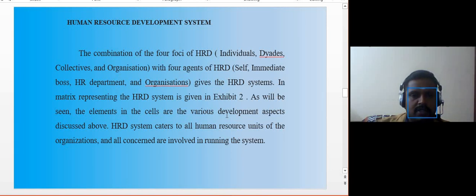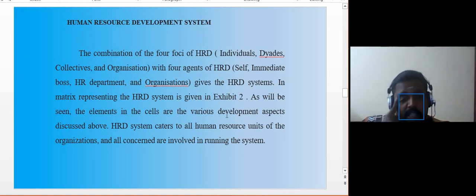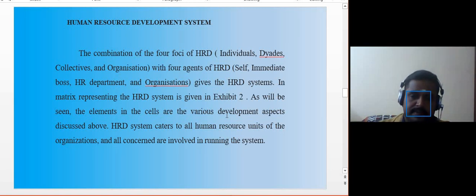So the human resource development system talks about individuals, collectives, and the organization. It talks about the self and the immediate boss, the HR department, and the organization. We'll see the elements in the cells of the various development aspects. The HRD system caters to all the human resource units of the organization, and all concerned are involved in running the system.